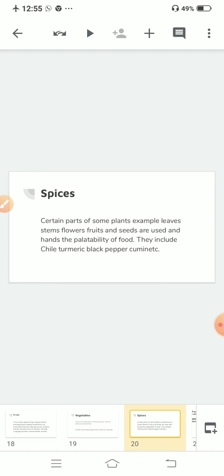Next slide is spices. Spices are certain parts of some plants, example leaves, stem, flower, fruits and seeds, which are used and enhanced for palatability of food. We are not eating for any purpose, just for the palatability, for the decoration. This type of material is known as your spices. Example, chili, turmeric, black pepper, cumin, etc. They all are examples of spices.